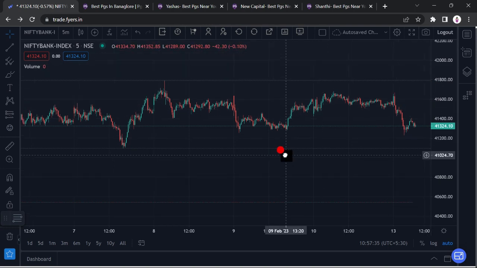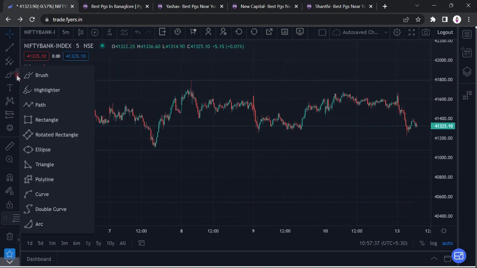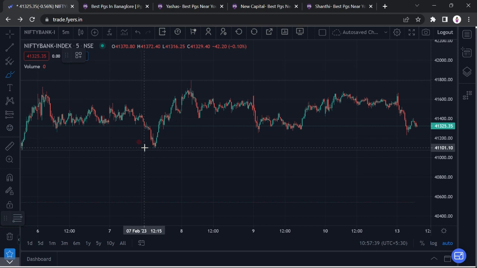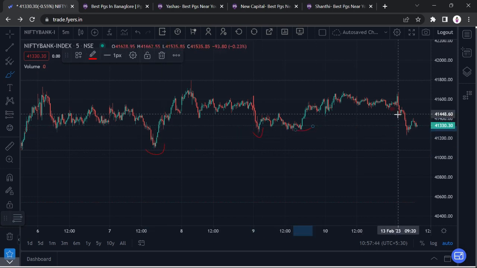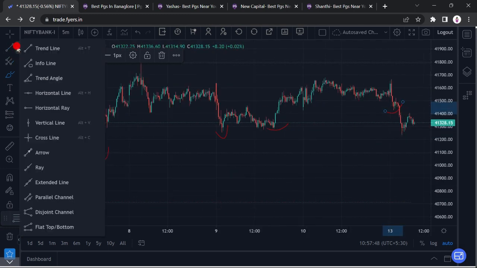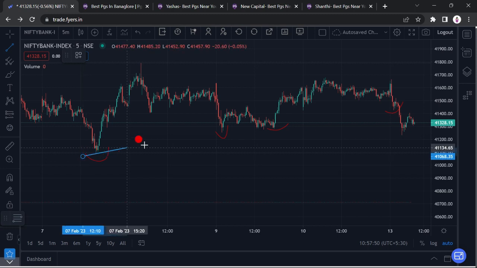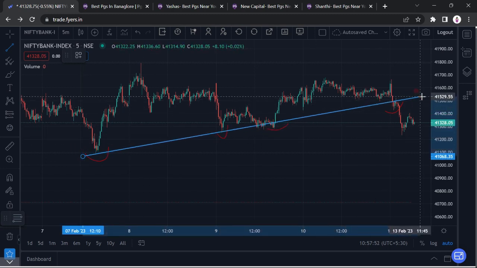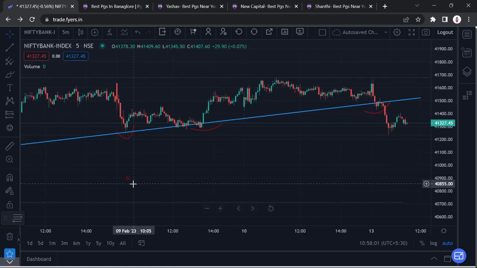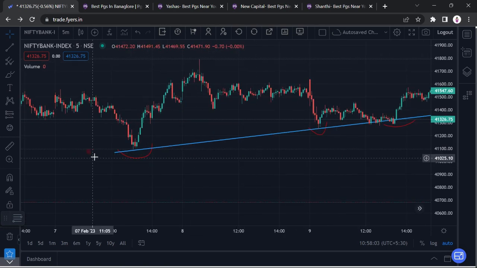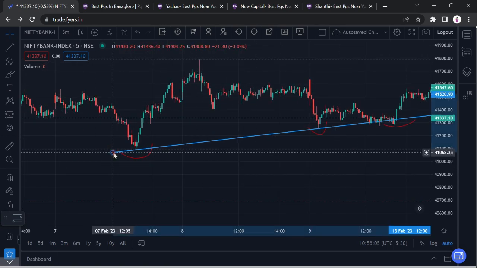See, first we'll draw the trend line. I've explained how to draw the trend line. For that we have to mark our lows. This first low, this second low, this third low, and this is the fourth low. If I draw the trend line based on these lows, it looks like this. Zoom in, see, it looks like this only.